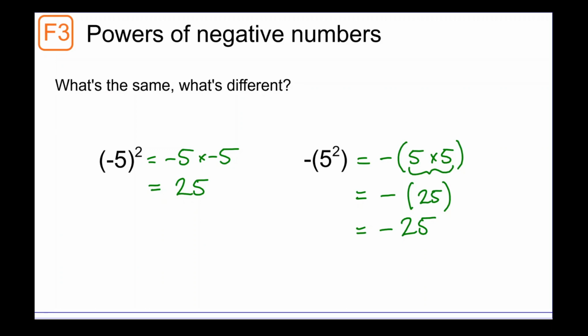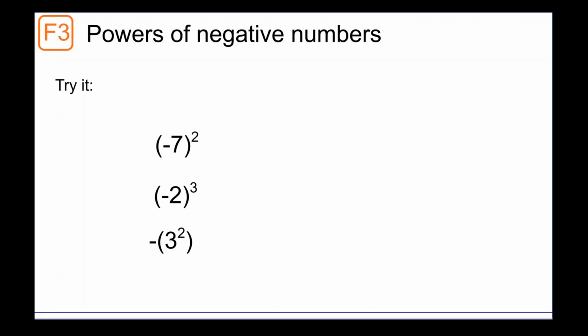You can see here that because we had to do the squaring and the negative in a different order, the answers on these 2 sides are different. So the lesson here is to remember that when you are squaring negative numbers, you've got to think really carefully about your order of operations and make sure whatever's in the brackets takes priority. Here are some examples. Pause the video, try them, and the answers will follow.